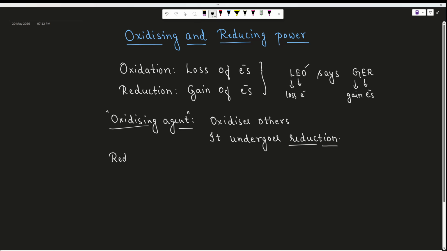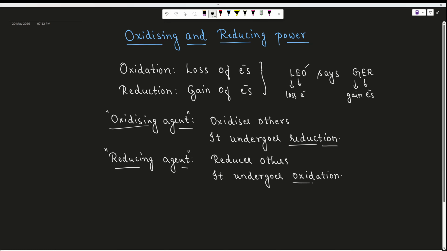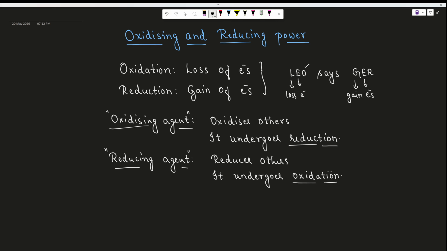Similarly, a reducing agent is exactly opposite. A reducing agent reduces others, and it undergoes oxidation. So here also, since it's a reducing agent, it undergoes oxidation. Again, it is in the reverse manner. So these terms you can remember this way.